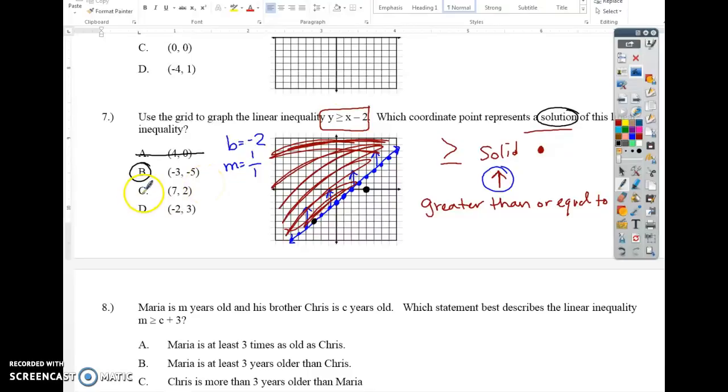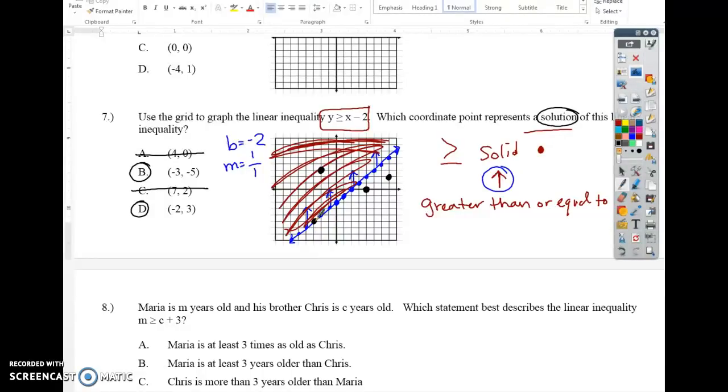So let's keep going. C says 7, 2. So 7 to the right and up 2. That is not a solution because it's not on the shaded area and it's not on the line. And letter D, negative 2, 3, 1, 2, 3, is also a solution because it's on the shaded area. So this problem had two answers. That hardly ever happens, and it won't happen on the STAAR test. Okay? If the symbol would not have had this line underneath, the answer would have been D. Because remember, you cannot have solutions that are on dashed lines.